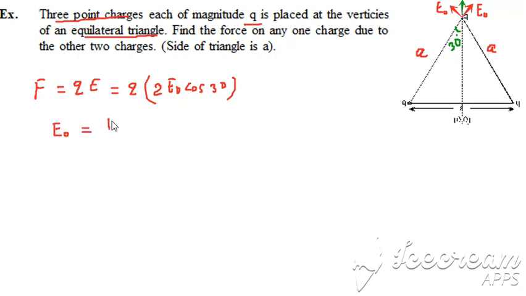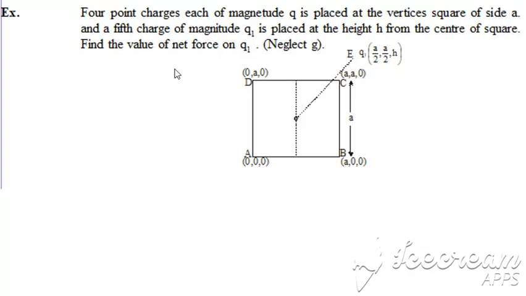As per the formula, it goes KQ upon R square, which is A square. So the net force is going to be equal to 2 small q into E naught, which is going to be KQ upon A square into cos 30. Cos 30 is root 3 by 2. Try this question based on that.